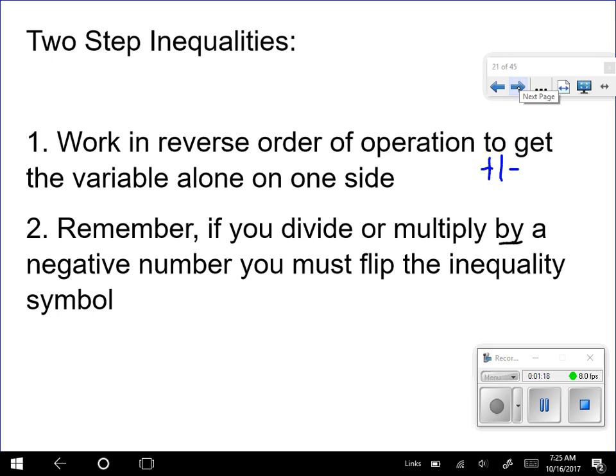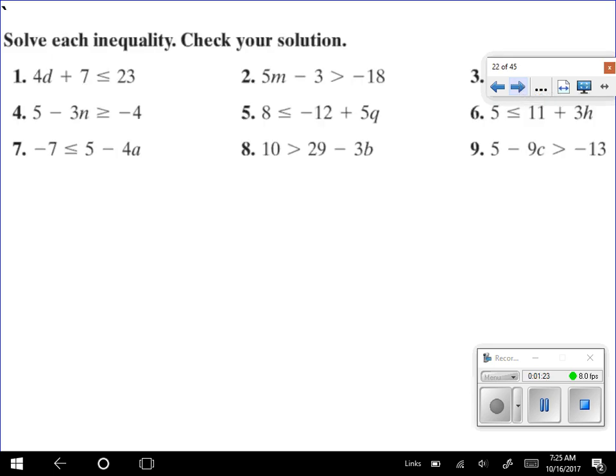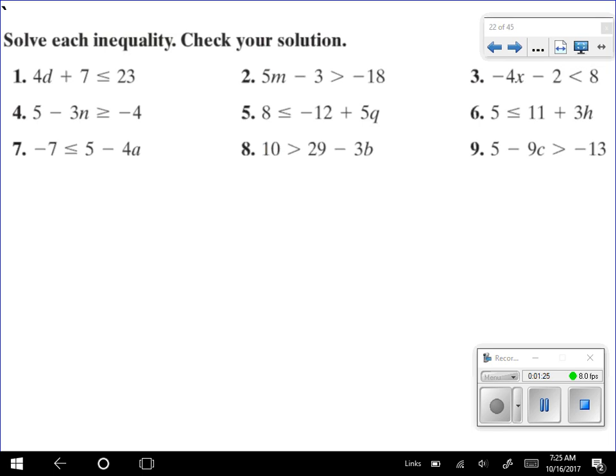Let's get started with our examples. We have 9 examples on this page. We will see how many we can get to here, and I will have you try a few on your own. So we're going to start with number 1 here.